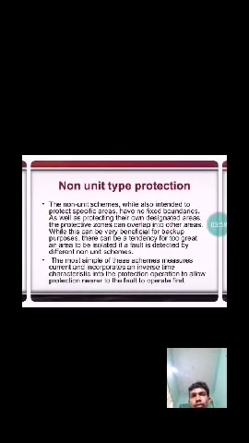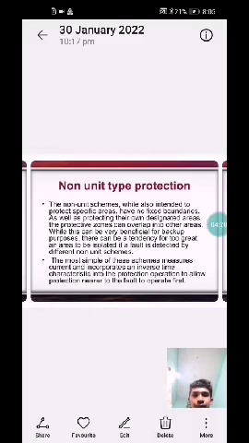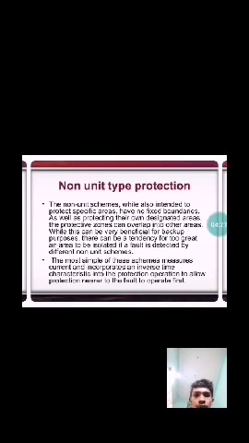Non-unit type of protection. The non-unit scheme, while also intended to protect a specific area, has no fixed boundaries. The protective zones cannot overlap into the other areas. The purpose is to cover the tendency of larger areas and to isolate the fault, unlike other non-unit schemes.